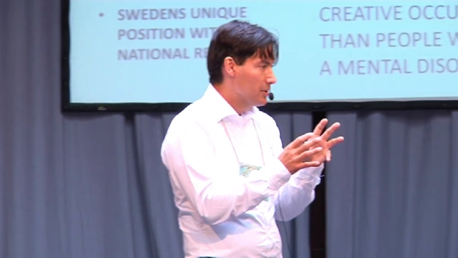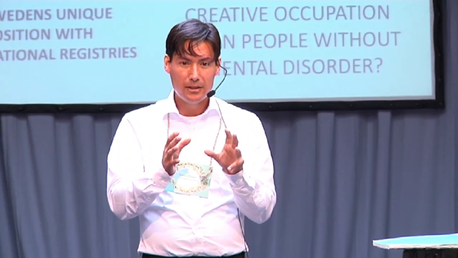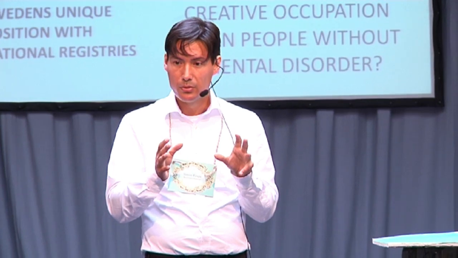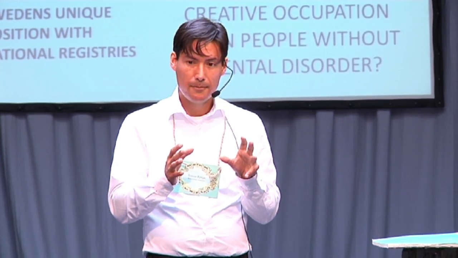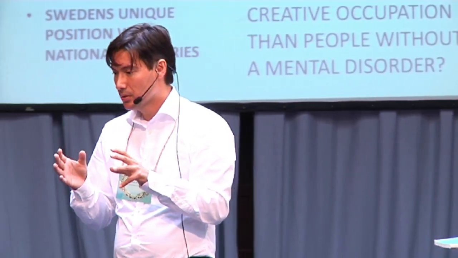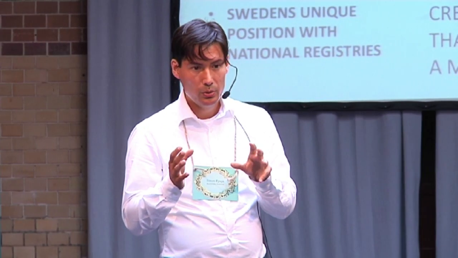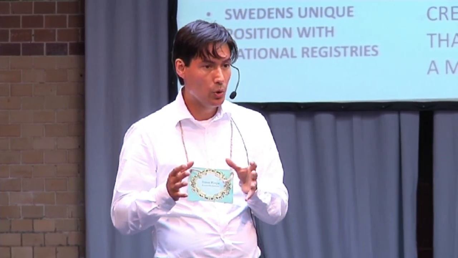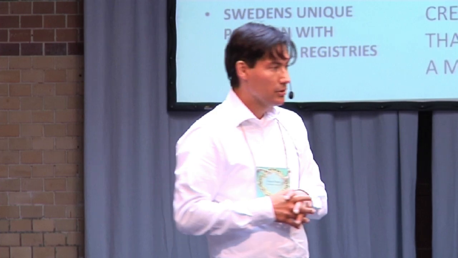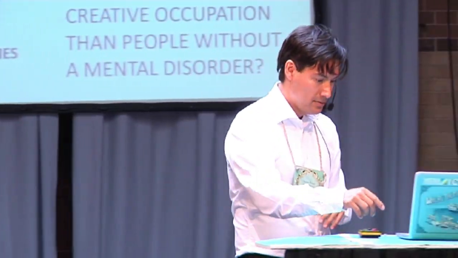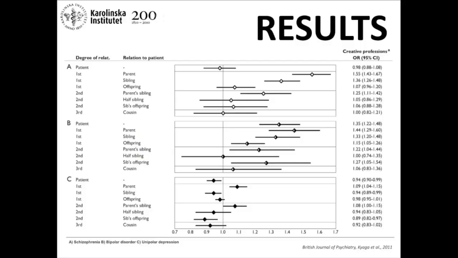But we looked at the diagnoses: schizophrenia, manic depressive disorder, or as we say nowadays, bipolar disorder, and unipolar depression. And we then used a method called conditional logistic regression to get odds ratios, that is the likelihood for holding these creative occupations. So, in fact, it seems that this myth is true. So on the top, A is schizophrenia, in the middle B is bipolar disorder or manic depressive illness, and C is unipolar depression.